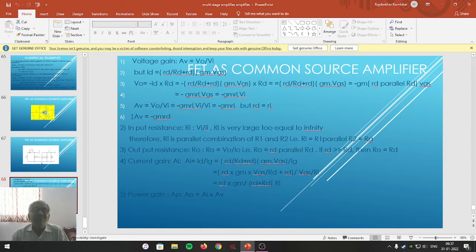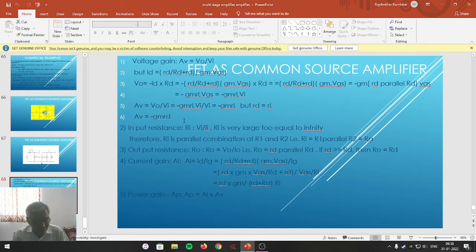Friends, this is the voltage gain of the common source FET as an amplifier, and it is represented by Av equal to minus gm into rd. This is the same as the amplification factor, which is one of the parameters of the FET that we have already seen in the last year, where we represented that parameter as mu equal to gm into rd. And here we obtained the voltage gain Av as minus gm into rd. This proves that voltage gain is the same as mu, the amplification factor.